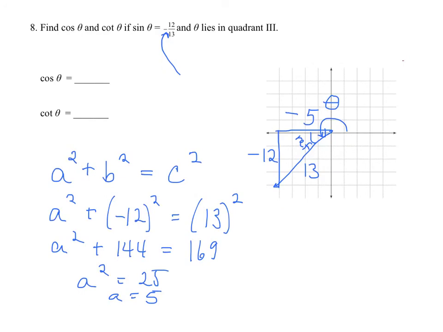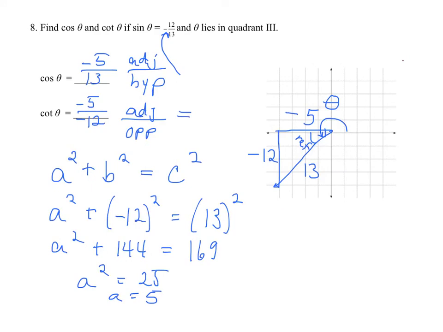Cosine of theta is adjacent over hypotenuse, right? Yay, adjacent over hypotenuse. Good. Cotangent is adjacent over opposite. So -5 over -12, but we never write negative over negative. That's just totes positive, right? Good.